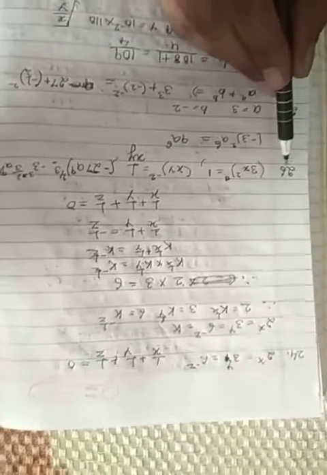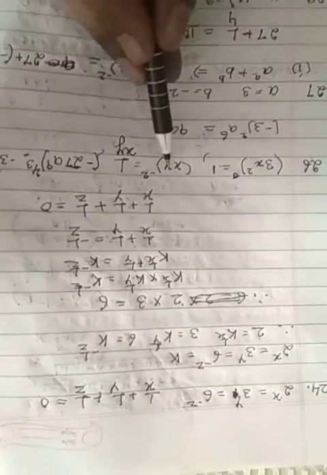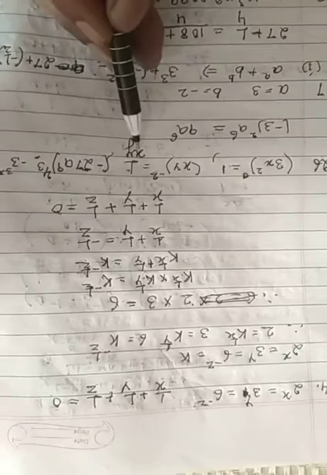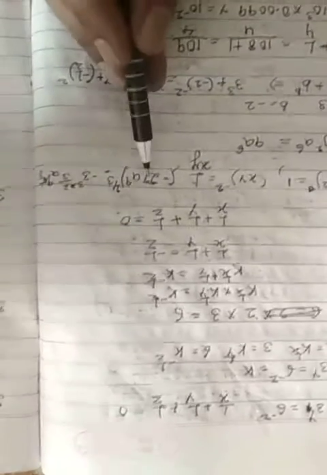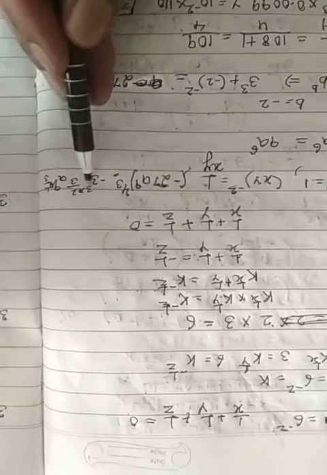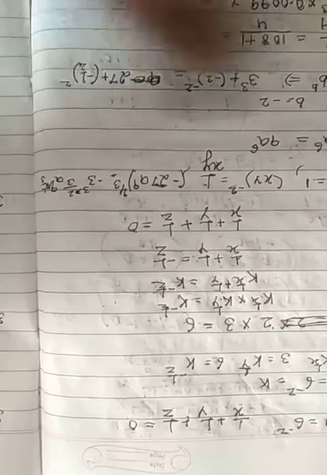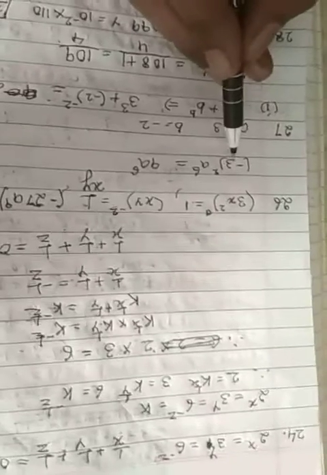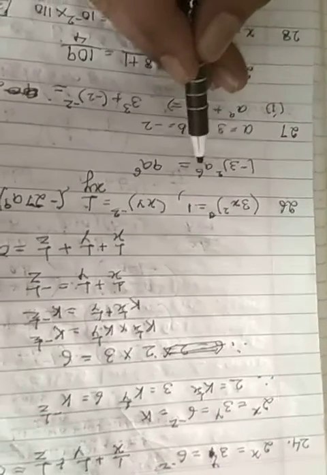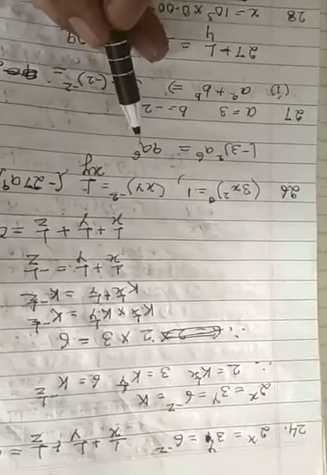Then comes question number 26. You know, any number whose power is 0, you will get 1. Here (xy)^-2 will become 1 upon xy, and here minus 27 a to the power 2 by 3 means 3 to the power 3 into 2 by 3, and a to the power 9 into 2 by 3. You will just get this particular minus 3 to the power 2 and a to the power 6. So it will become 9a to the power 6.